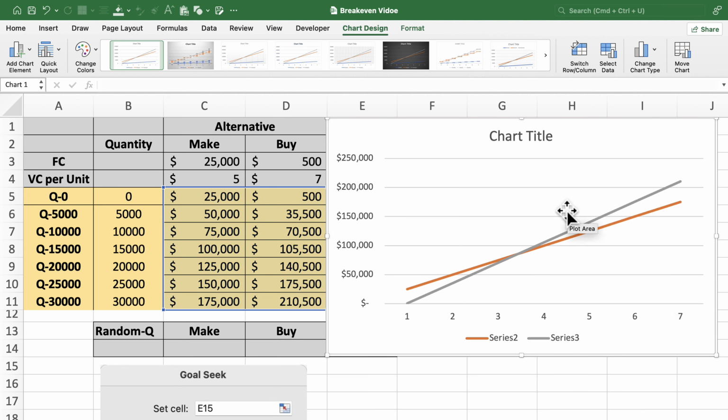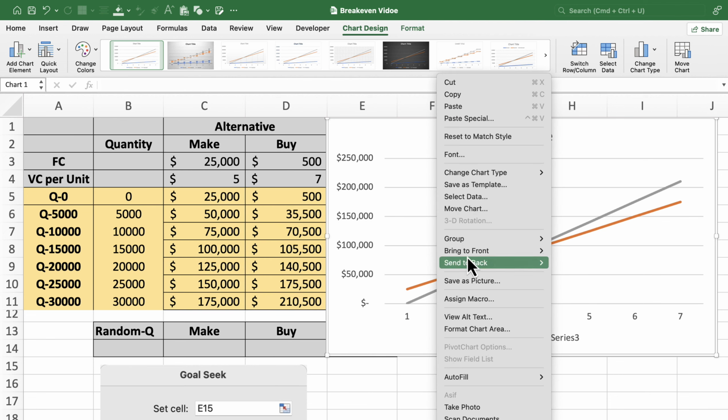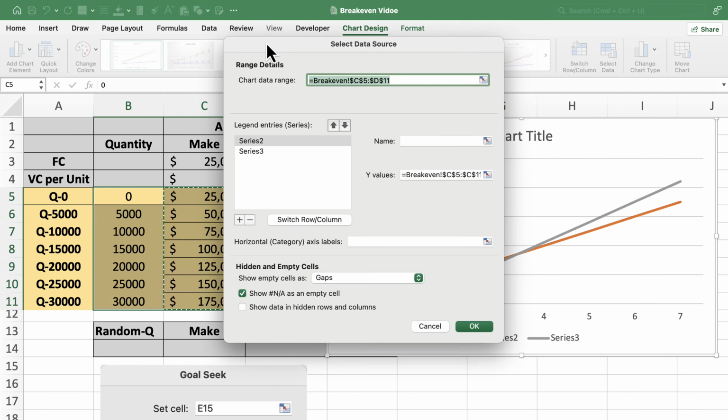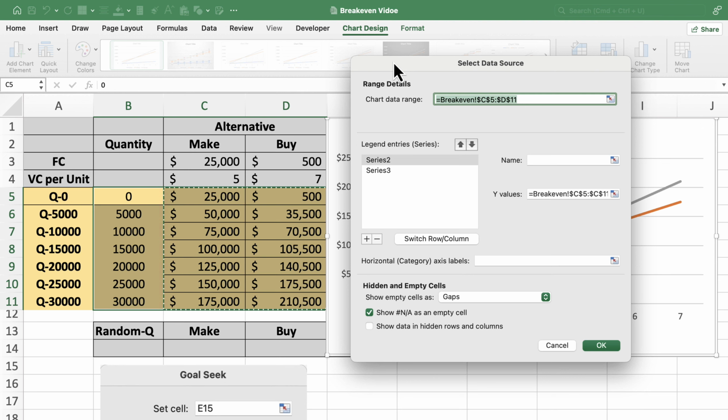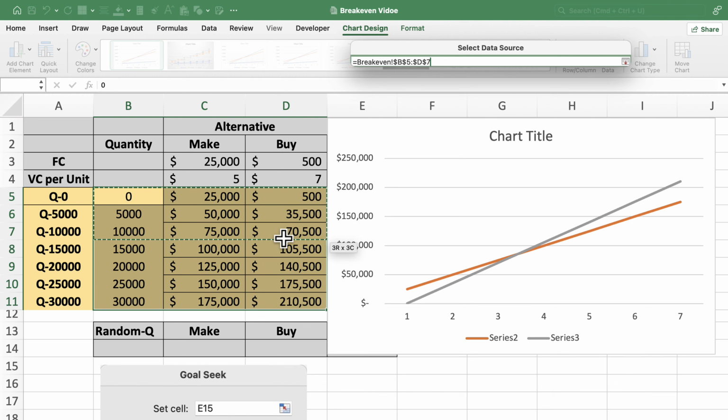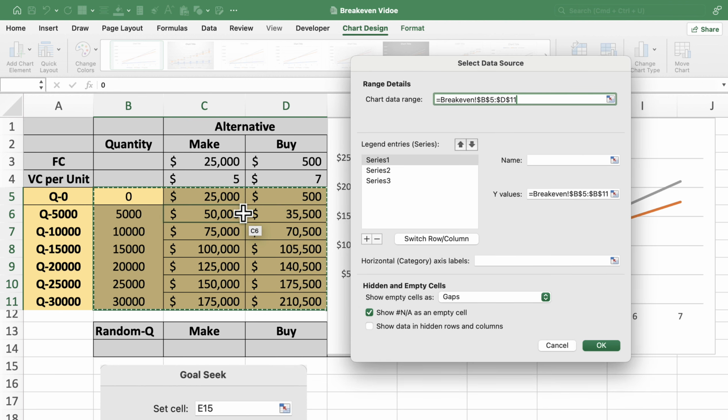Now in the next step I want to refine this graph a little bit. So I will click on this x-axis and then right click on that and then click on select data. Once you have selected data, the first thing is that it says what's the data range. So I want to use this data range, that is these three columns, and make sure that only that part where we are doing calculation is selected, which means this yellow area in this case. And this is series 1. I want to call it make because that's our first alternative.